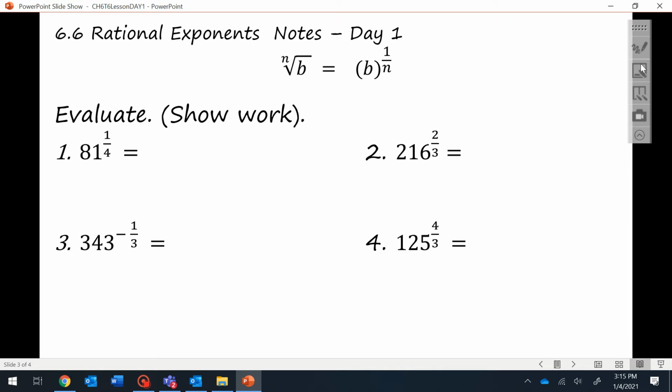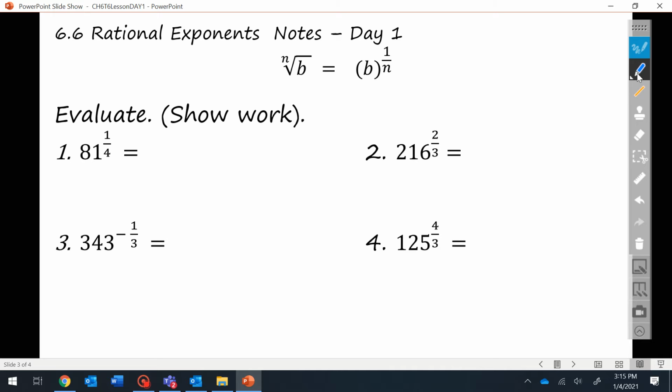Now we actually want to evaluate these, which means we want to know what they simplify to. So we are going to be simplifying these ones. 81 to the 1/4 power, if we rewrite this as a radical, is the 4th root of 81. We're looking for what multiplies together 4 times to make 81, and we know that's 3, because 3 times 3 times 3 times 3 is 81. So 81 to the 1/4 power is 3.